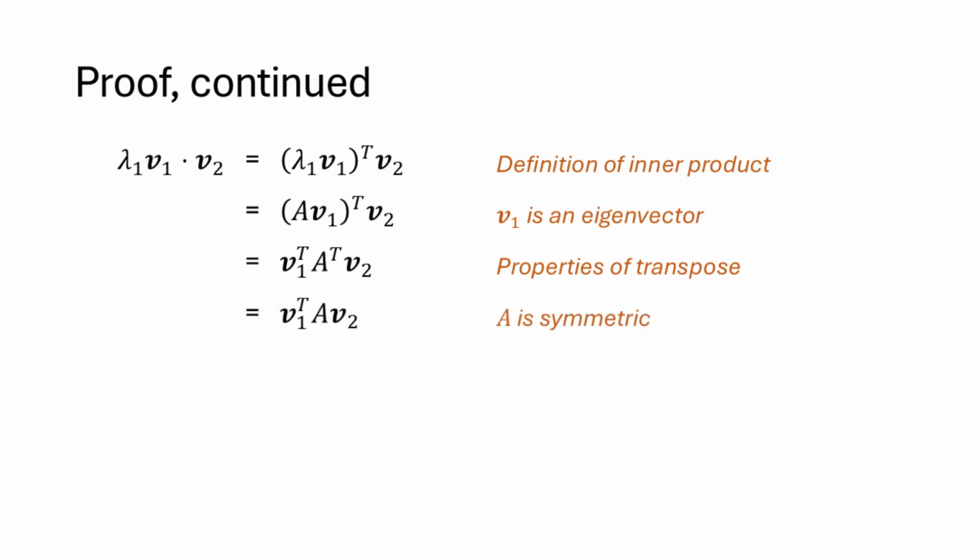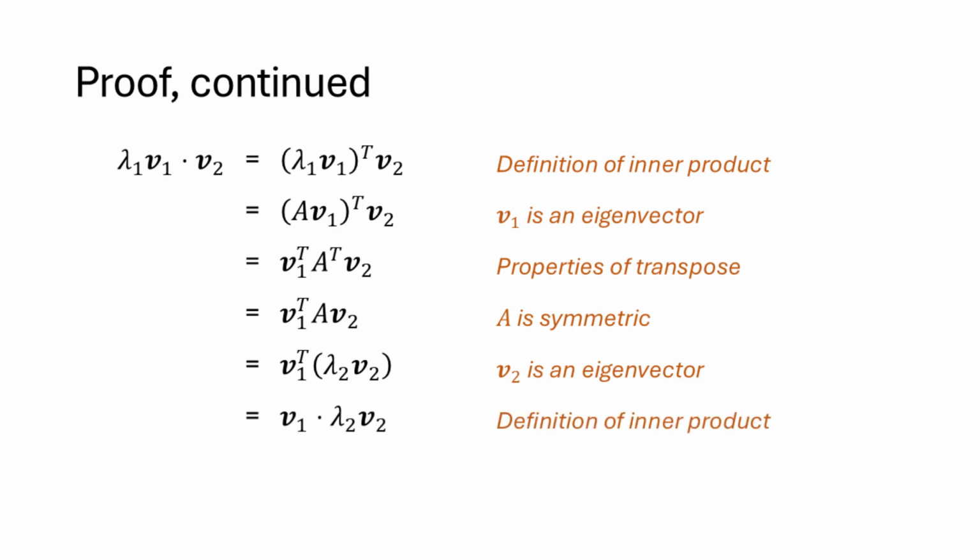So (A v1) transpose is v1 transpose A transpose. But A is a symmetric matrix, so A transpose is just A. And then A v2 is the same as lambda 2 v2 because v2 is an eigenvector for A. Next, v1 transpose times lambda 2 v2 is v1 dot lambda 2 v2 by the definition of inner product. And then finally, we can pull out the lambda 2 to write that as lambda 2 times v1 dot v2. So we've proved that lambda 1 times v1 dot v2 is equal to lambda 2 times v1 dot v2.